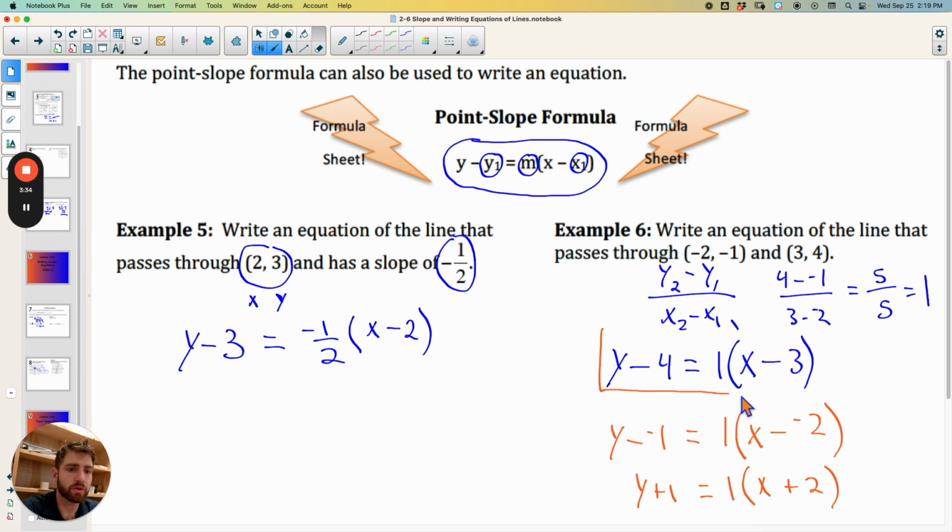So here's my first one. And notice these two, they look different, but they're mathematically equivalent. So either of those will work for this.